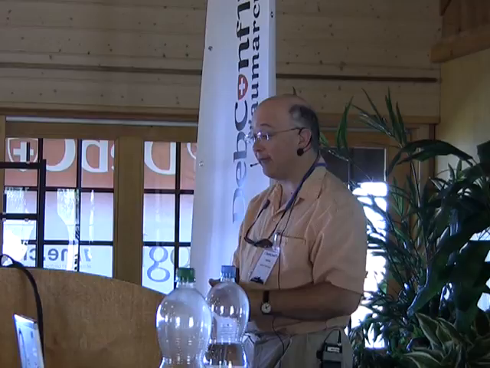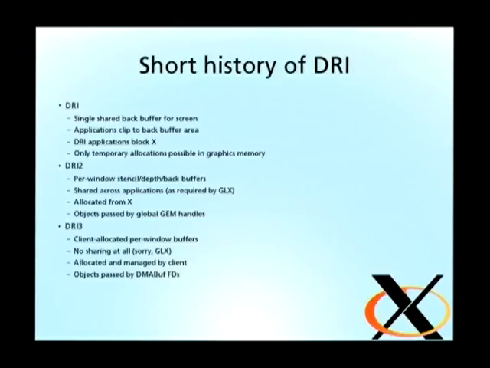And the other thing in DRI2 was that objects were passed between the server and the client with these global unique integers called gem handles. And these were actually global to the entire system. So anybody on the computer who could open up your graphics device could find these fine little handles, connect to these objects, and suck your pictures off. It was awesome. Kind of lacking a little security.